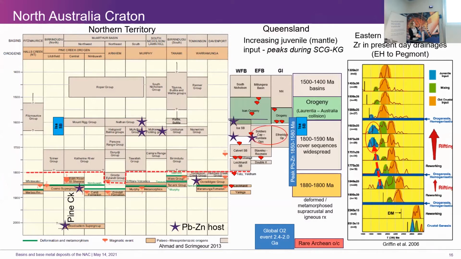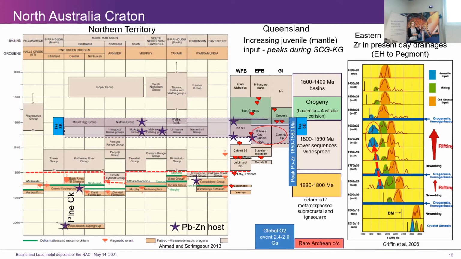One of the key things they noted is there's this trend here, and they're highlighting in blue where we have juvenile input, and that just means we have new material coming from the mantle as opposed to continually recycling material from the crust. So we see that increasing, and that's related to Soldiers Cap and Corella groups. So that relates to what's happening in the crust and to the evolution of this area, and we'll come back to that juvenile input.